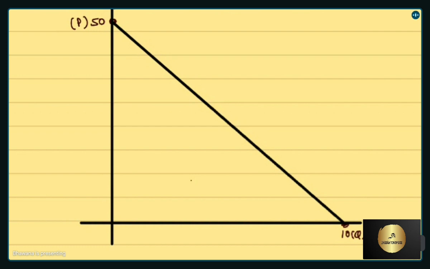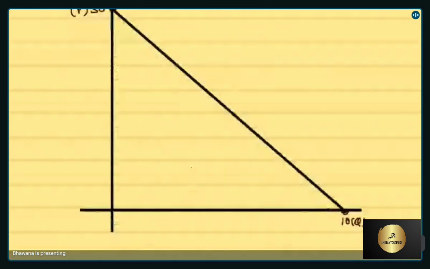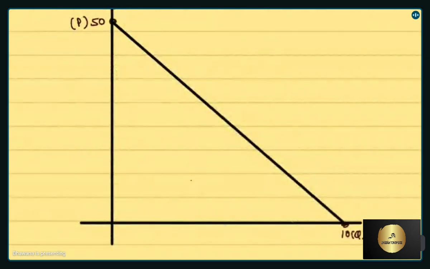You have already been given your Q star, which is 9. This is your Q star. So based on this Q star, when you put it in this demand function, you will get your P star. And the difference between P and P star, into the number of quantities that you want to consume, is your total consumer surplus. This is your P star. Let's find the value for it.